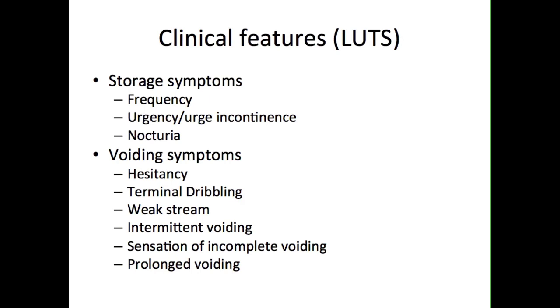However, lower urinary tract symptoms are not unique to BPH and can occur with other conditions, such as urethral stricture, prostate cancer, and the use of anticholinergic agents that can inhibit the activity of the detrusor muscle.